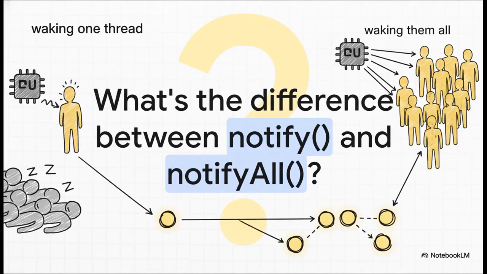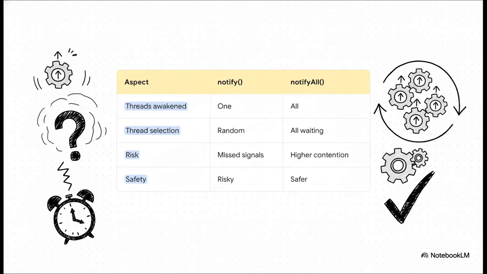Okay, next up, they're probably going to ask about the difference between waking up one thread versus waking up all of them. The choice you make here can have some major consequences for how your application behaves. Now, this table is super helpful because it really breaks down the trade-offs. With notify, you're kind of rolling the dice, right? You have no idea which thread is going to wake up. If the wrong one gets the signal, you could have a big problem, like a system stall.